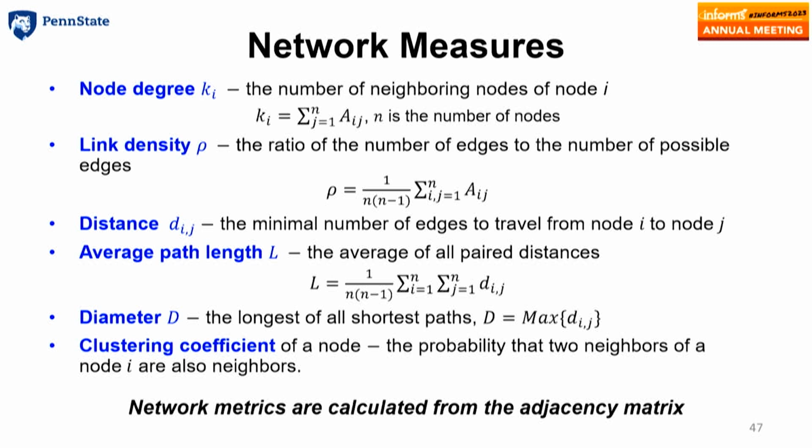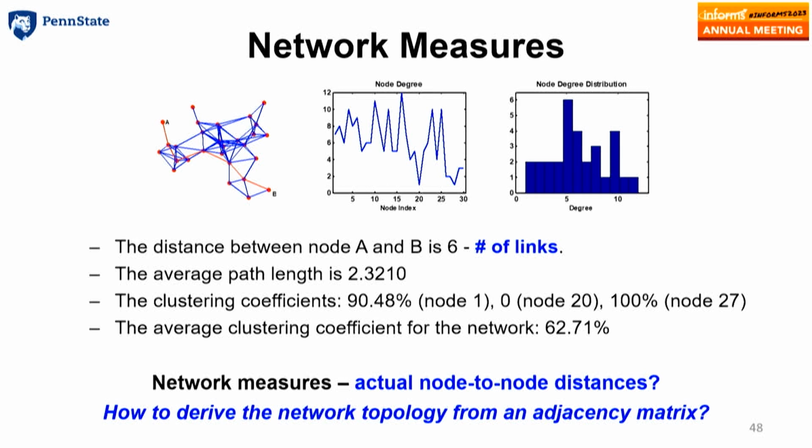As we can see from the definitions, most of the network measures or metrics are derived or calculated from the adjacency matrix. For example, if we have this network, for every node we can calculate the node degree. The distance between node A and B is 6. That means I travel 6 edges to get from A to B. The average path length is 2.3210, and the clustering coefficient is 90% for node 1, 0 for node 20, and 100% for node 27. So the average clustering coefficient is 62.7.